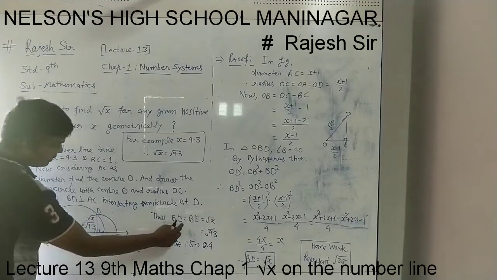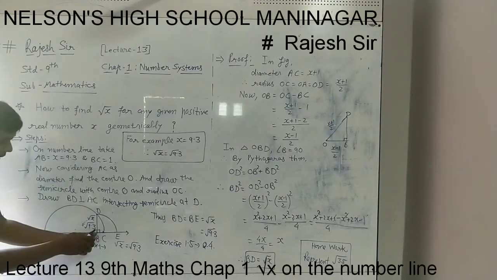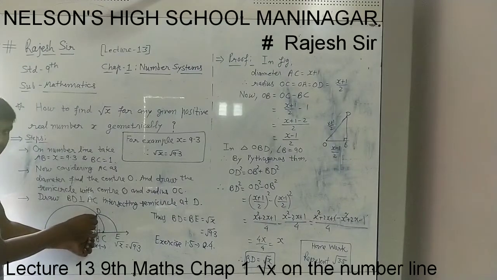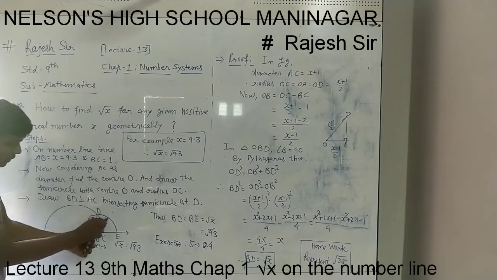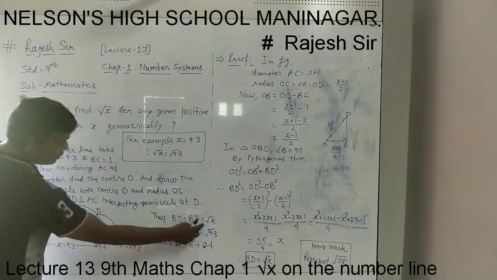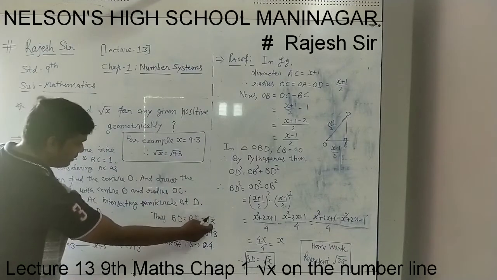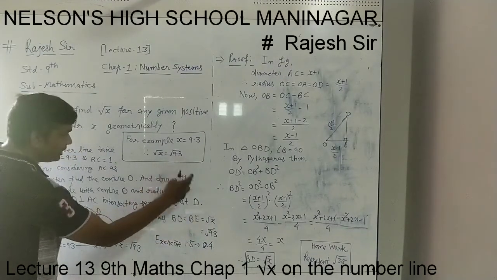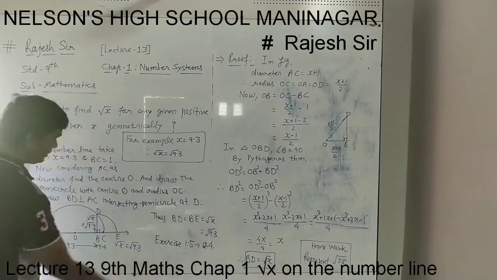Thus BD. Then take the length of BD, place the compass point on B and stretch it to D as a length, and this way you draw an arc. Here you will get E. So this BD and BE will be the same, and that will be root x. Whatever the value of x, that will be root x. Here 9.3 we have taken, so it will give root 9.3.